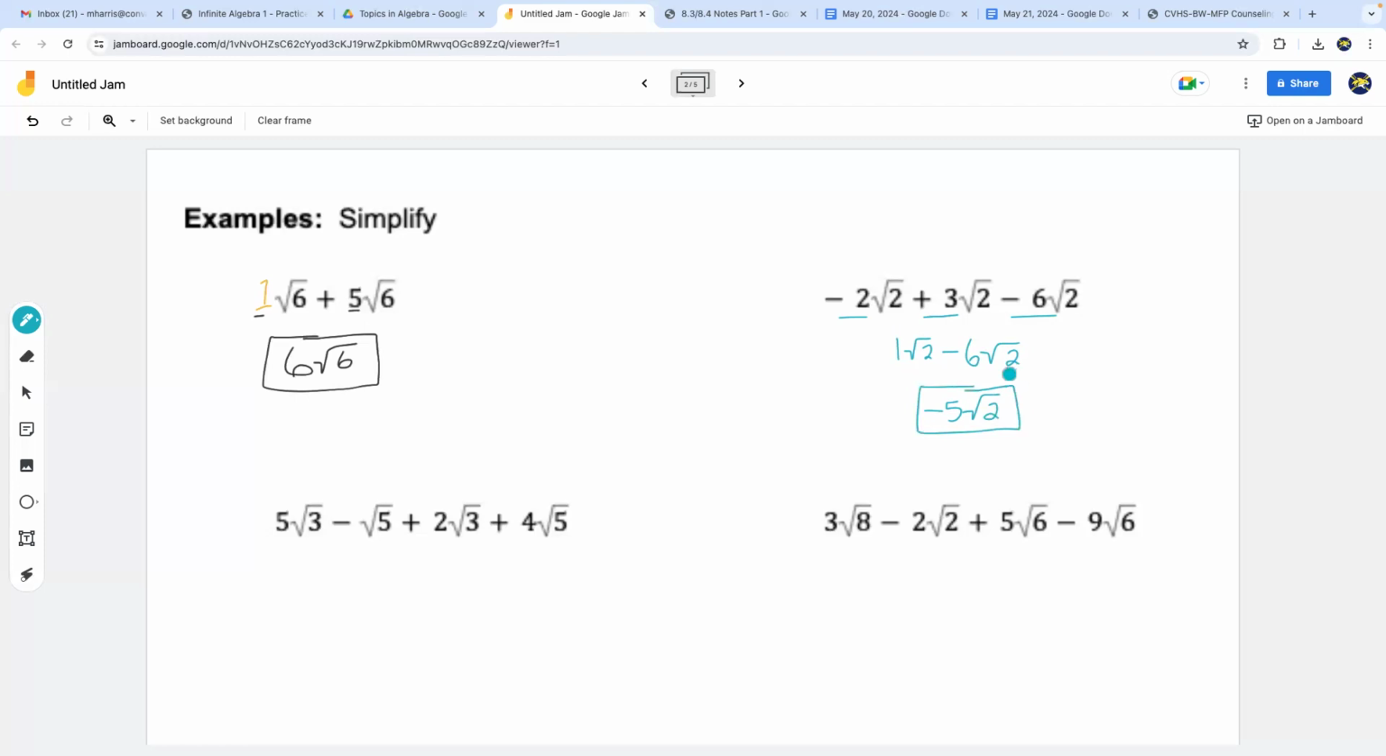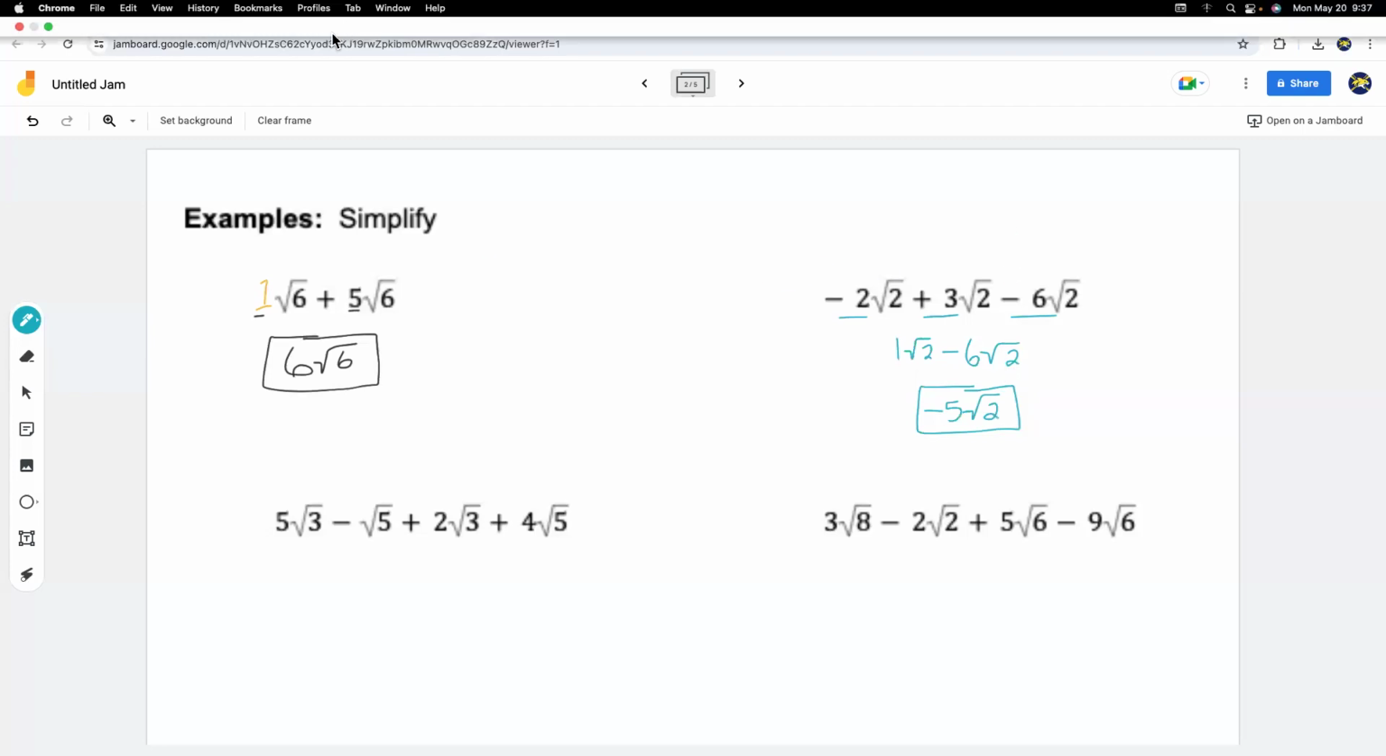That's all you're doing when you're simplifying radicals, okay? You just look at the coefficients. It's just like combining like terms when you dealt with variables. If they're the same variable, combine them together. All right, next. We have 5 root 3 minus root 5 plus 2 root 3 plus 4 root 5.